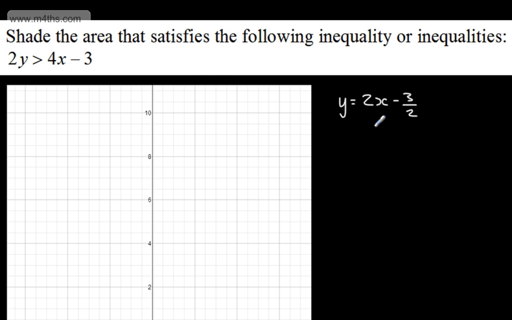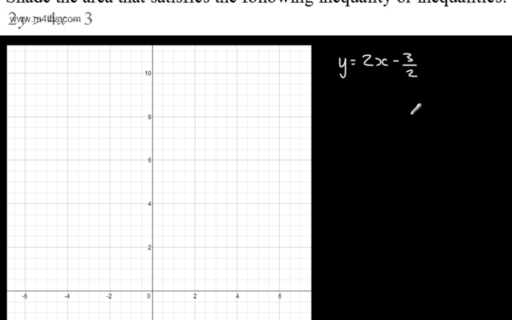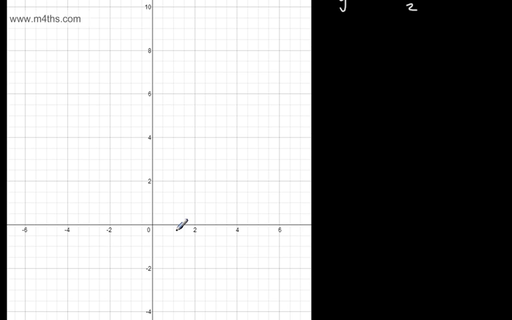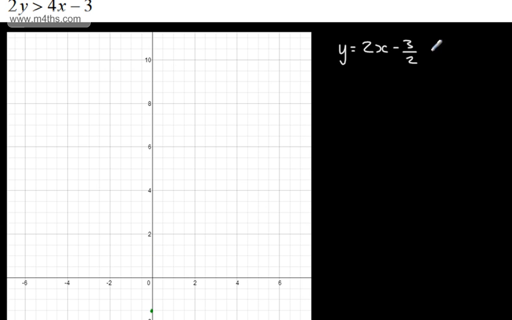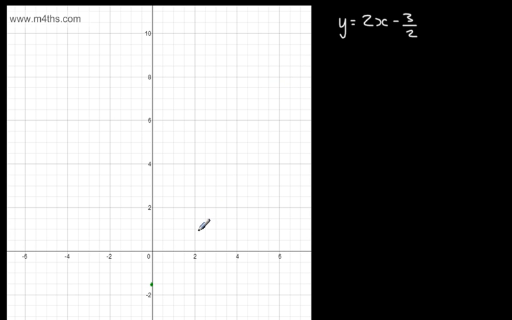This is one way that we could do it. You can do it another way, and I'm going to show you that shortly. If you're not confident with drawing a straight line graph, you're more than welcome to do a table of values. I'm just going to draw a straight line graph for this one, and we're going to start with negative 3 over 2, so negative 1.5. So that's my y-intercept, and now I'm going to have a gradient of 2. So it's going to go up 2 for every one it goes across.